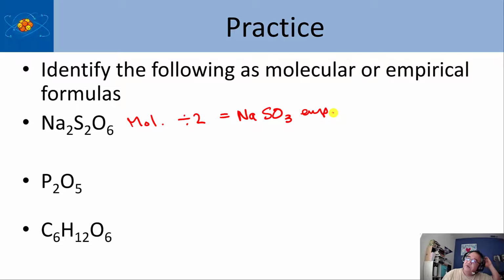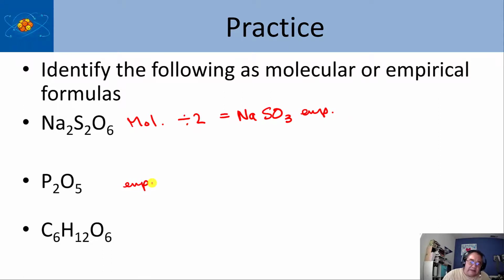What about P2O5? Let's look at P2O5. Can it be reduced anymore? Well, if you know 2 and 5, even and odd, you can't divide by anything to make it a lower whole number, right? If you divide by 2, the O would be 2.5, for example. So this is the empirical formula to begin with.